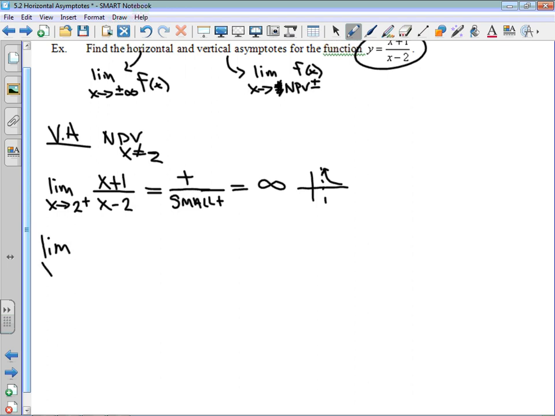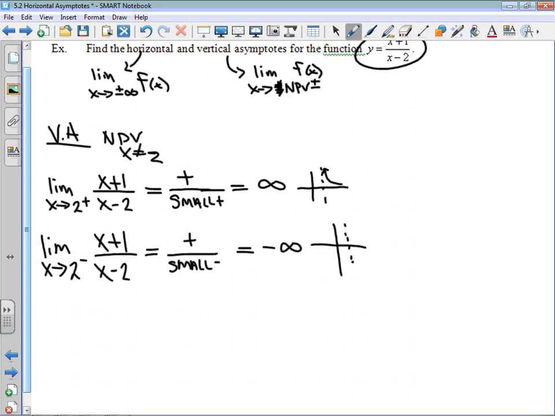We do have to consider both sides, though. So we'll take the limit as x approaches 2 from the negative or the left, which is still the same function, x plus 1 over x minus 2. The top would still be positive, but now the bottom would be a very, very small negative value, and therefore it approaches negative infinity, which means the graph veers downwards near that non-permissible value. Okay, half done. Those are my vertical asymptotes.